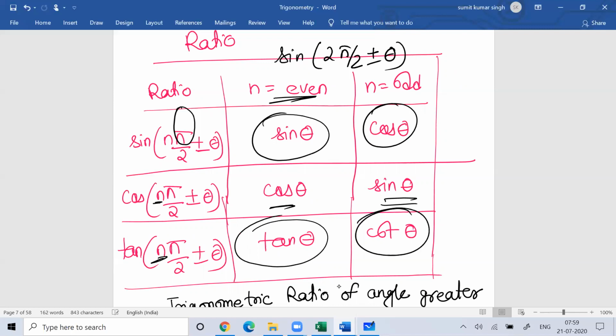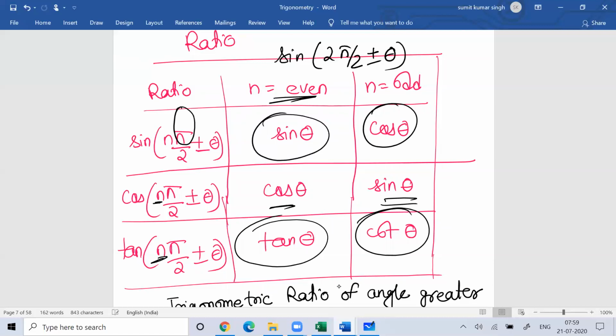So every time it's even, it's just going to stay the same. Every time it is odd, it's going to change. So based on that, we can work on the angle calculation and all.